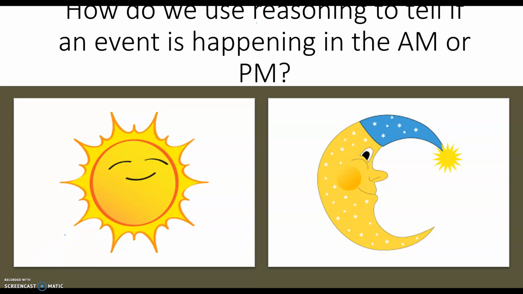Your lesson essential question is, how do we use reasoning to tell if an event is happening in the AM or PM? So we're going to be using what we know to identify if events are happening in the AM or the PM.